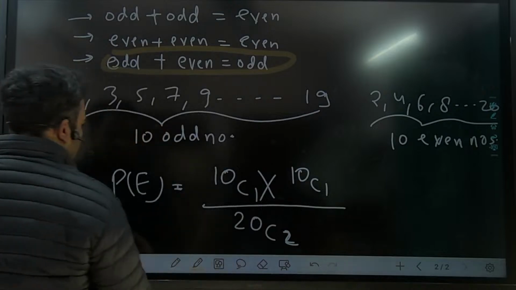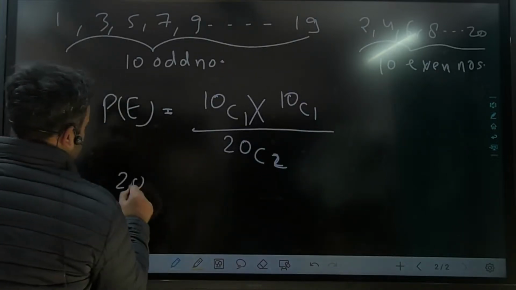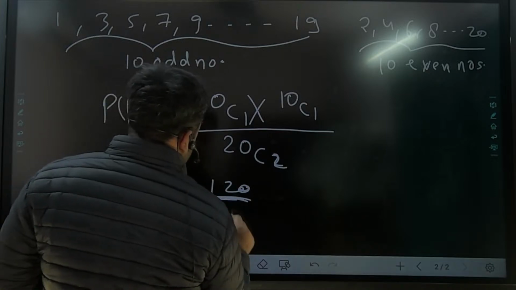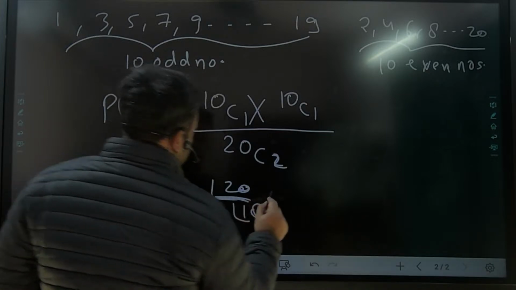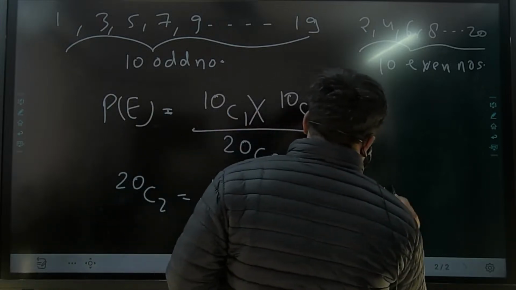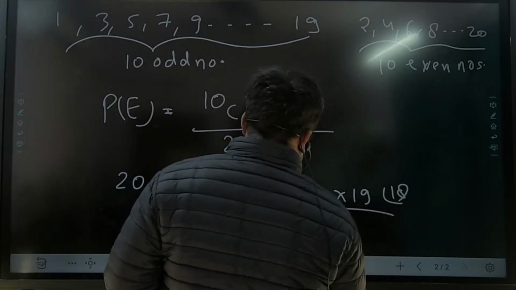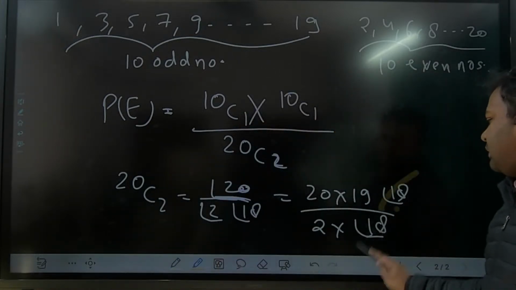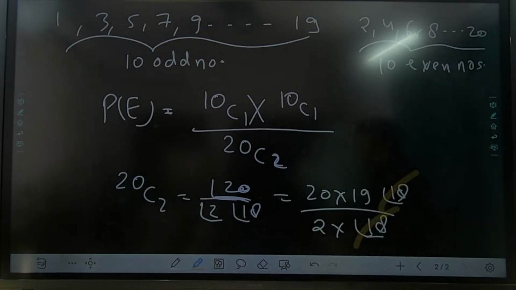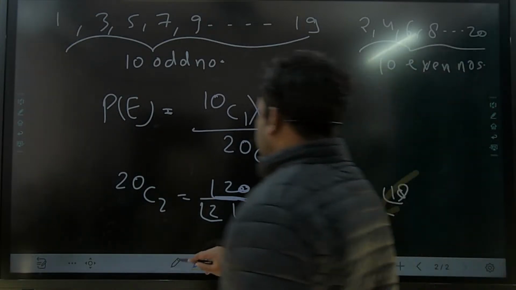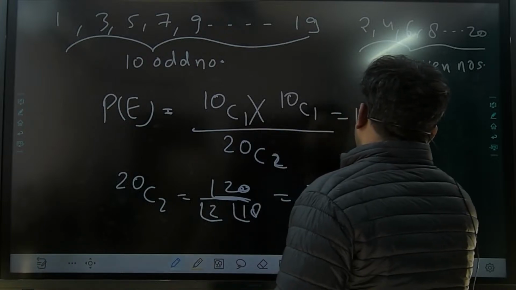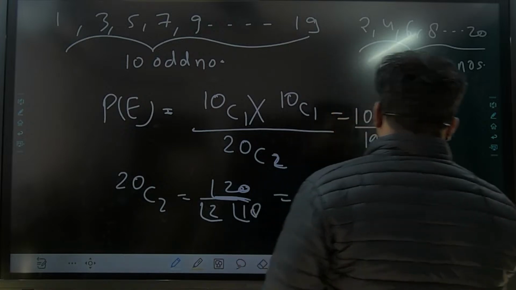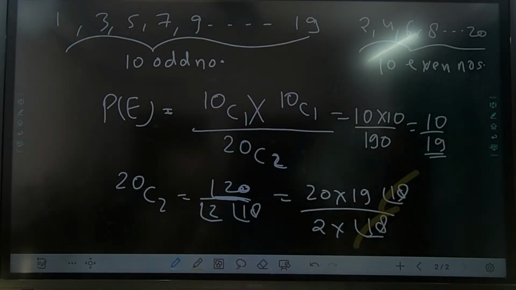Now, you have to just solve for this. 20C2 is what? Factorial 20 divided by factorial 2 times factorial 18, right? Factorial 20 I can write as 20 into 19 into factorial 18. Factorial 2 is 2 only, and factorial 18 will cancel with factorial 18. So 190 will come. And 10C1 is also 10, and 10C1 is also 10. So it is basically 100 by 190, which is 10 by 19.